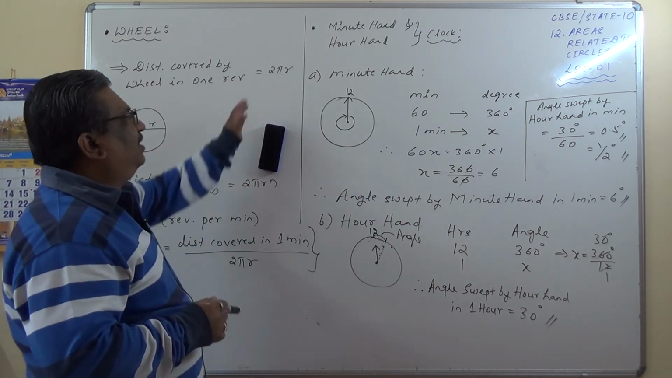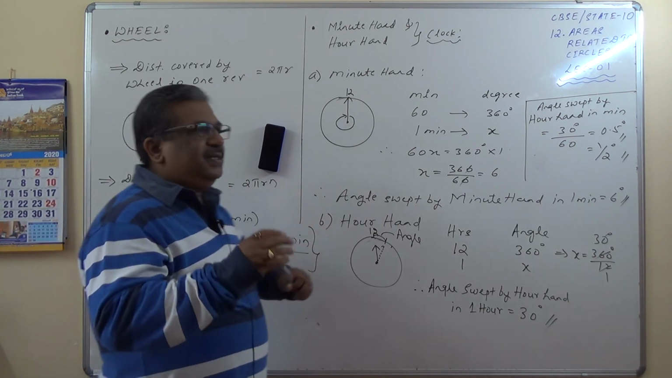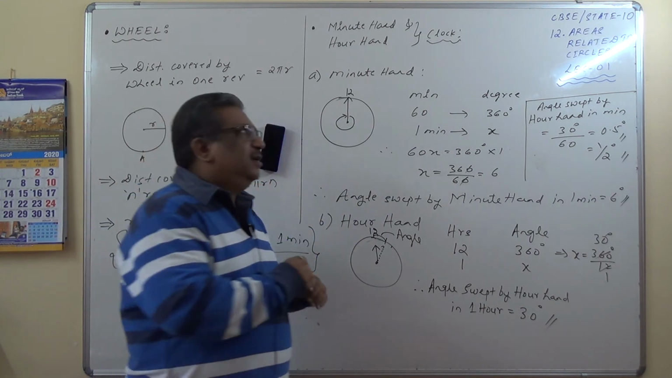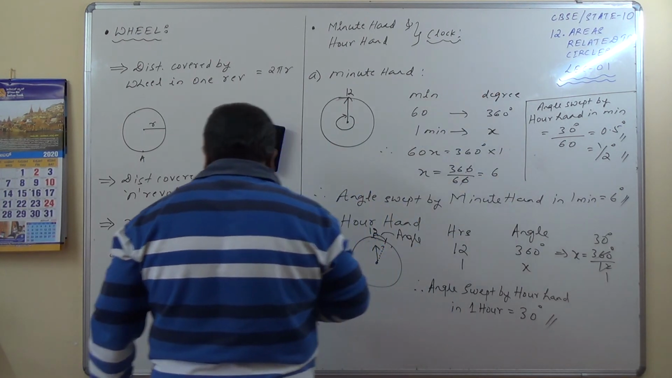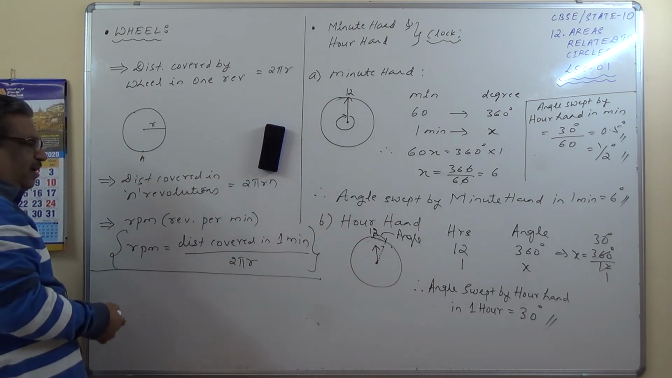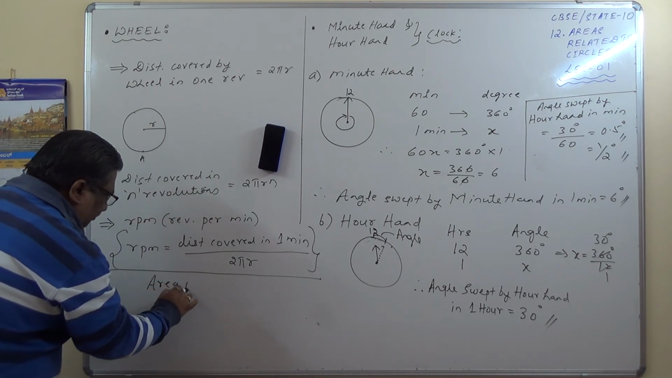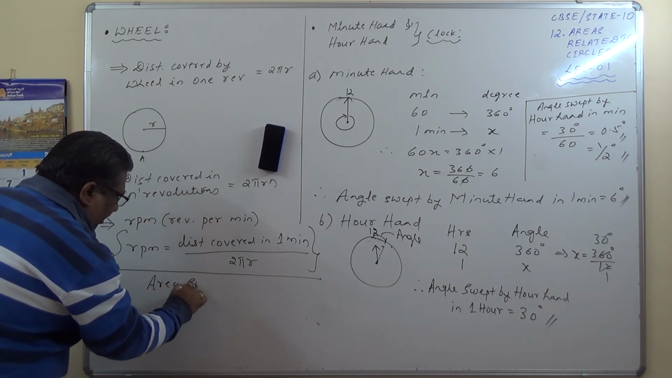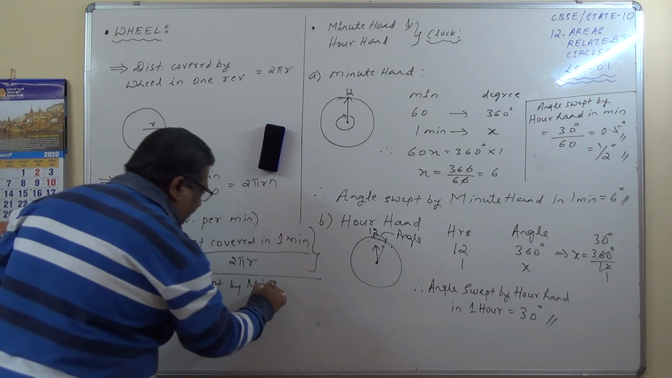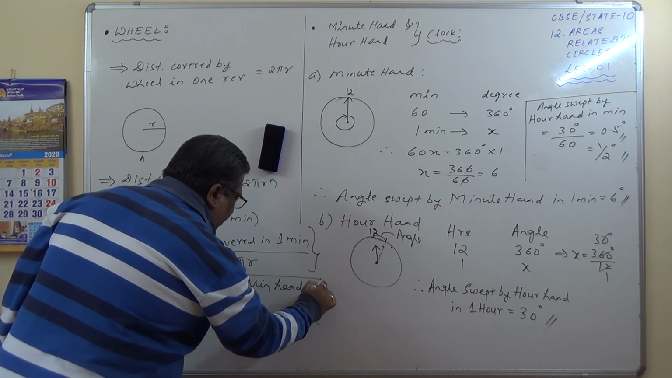Now why are we studying all these angles swept by the minute hand and hour hand? See, one simple question I'll ask you. What is the area swept by the minute hand in 5 minutes? See, this is the question. Here we'll solve this. See, all these things you have to make a note. Okay, here I'll solve one example here. What is the area swept by minute hand in 5 minutes?